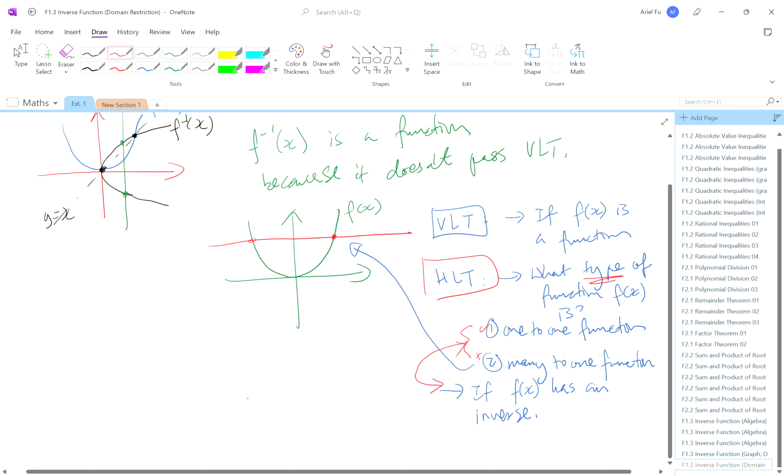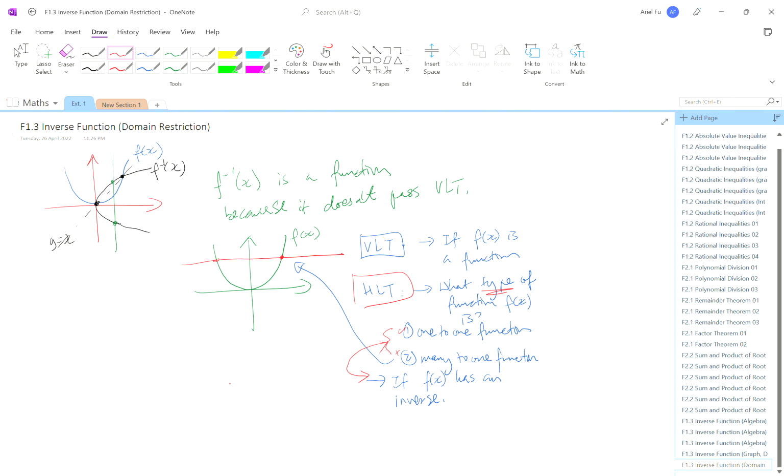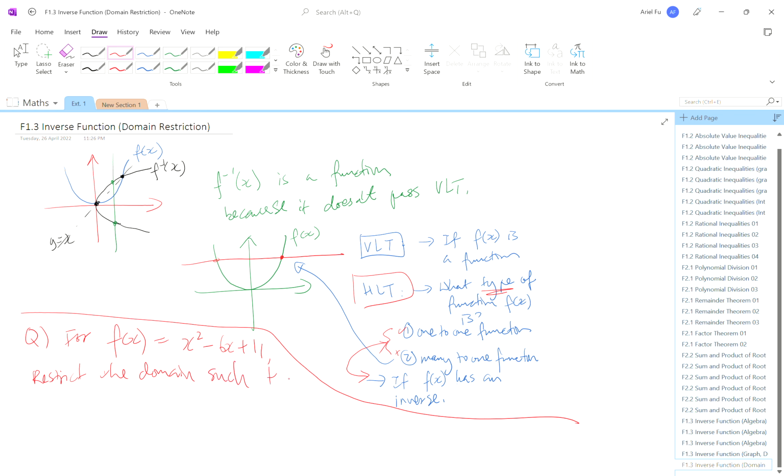Now, from this point onward, we do need to talk about domain restriction. Let me just show the last part here using a question. Now, if I say f of x equals x squared minus 6x plus 11, for example, restrict the domain such that it has an inverse.